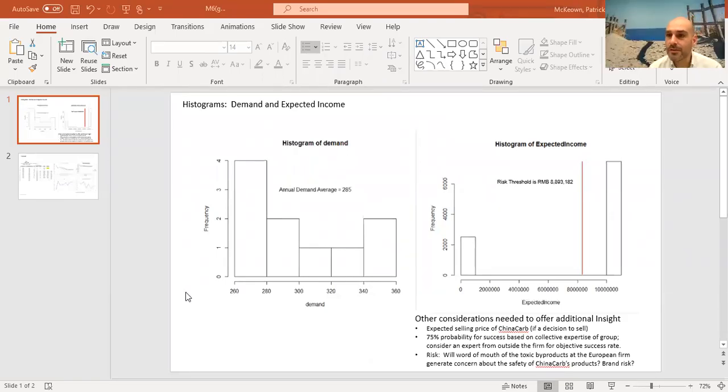Hi, I'm Patrick McKeown. China Carb produces high-tech carbon fibers that are sent to customers in Europe for industrial or civil needs, perhaps composite material for aircraft or for filtration systems in an industrial plant for air and water.